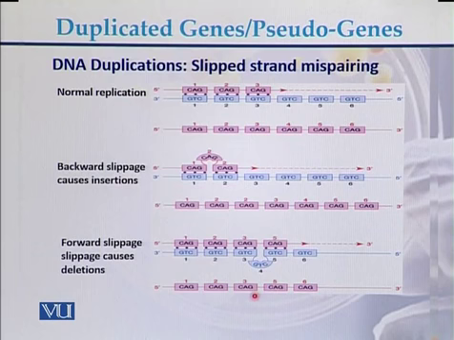So DNA duplication can be due to slip-strand mispriming. Slip-strand mispriming can be backward and it can be forward. In case of backward, it can cause the insertion of a specific sequence. In case of forward slippage, it causes deletion.